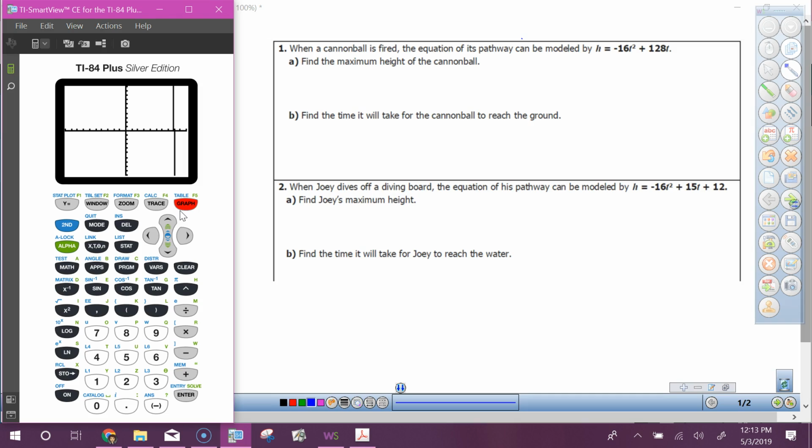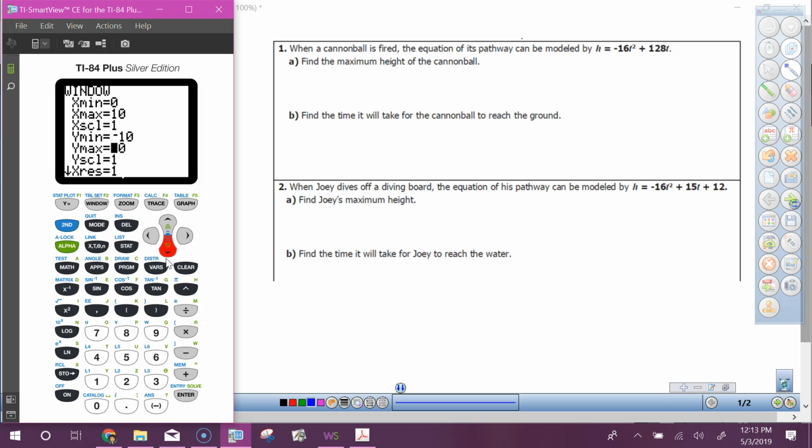Okay, so in the top right-hand corner on your gold sheet is a picture of what your window should look like. Now, the one thing I want you to change on that picture is the Y min. Change that to negative 10. So when you hit window, your X min should be 0. The only other thing that you should have to change is your Y max.